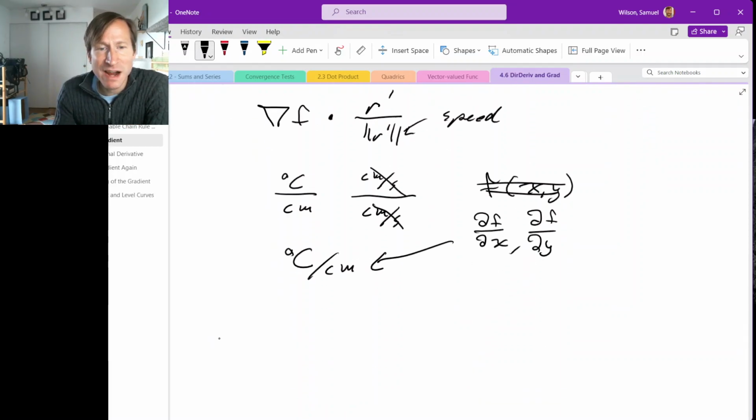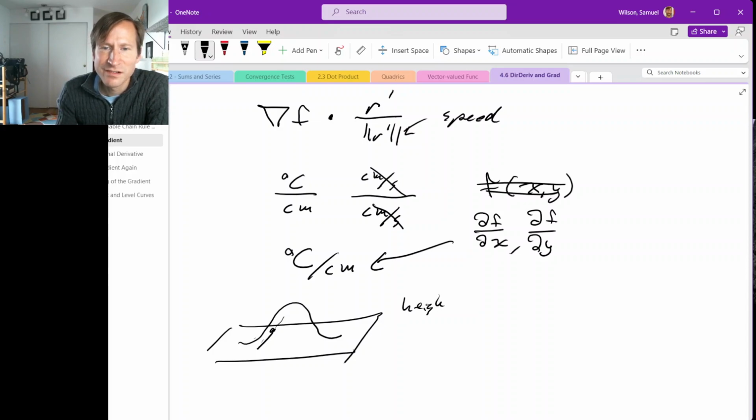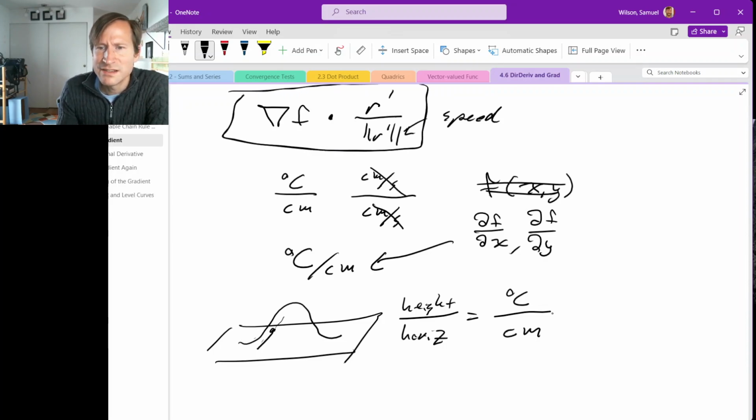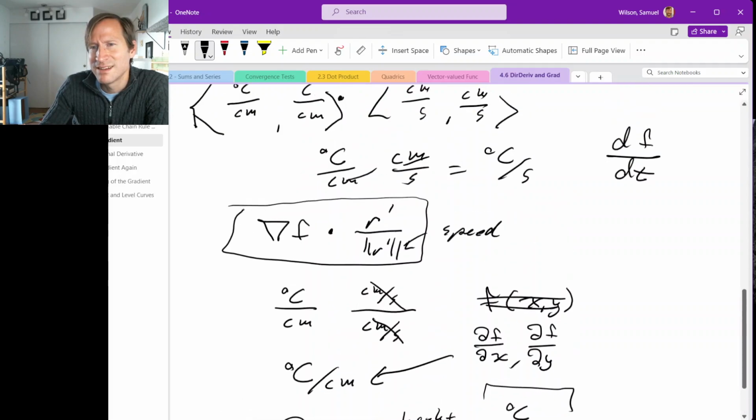Also, if we had the graph of f, some graph, a slope on that graph would have height units divided by horizontal units. Height units are output units for the function, that's degrees Celsius, per horizontal units, but our horizontal quantities are positions, so that's going to be measured in centimeters. So the upshot of all of this is that this quantity is telling us it has the appropriate units to be a slope on the graph.